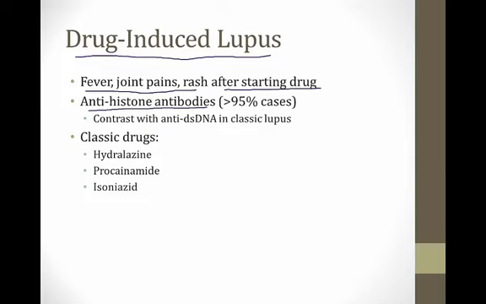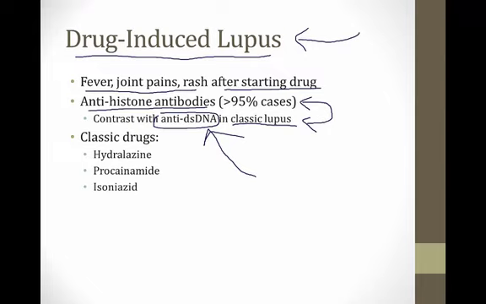Contrast this with patients who have classic lupus. They typically have anti-double-stranded DNA antibodies. And you can see how these two disorders would look similar because they both involve autoantibodies against DNA. In the case of drug-induced lupus, it's against the histone molecules. In the case of traditional lupus, it's against the double-stranded DNA itself.